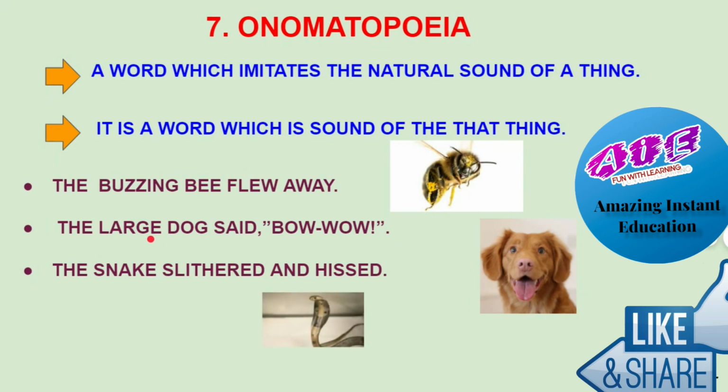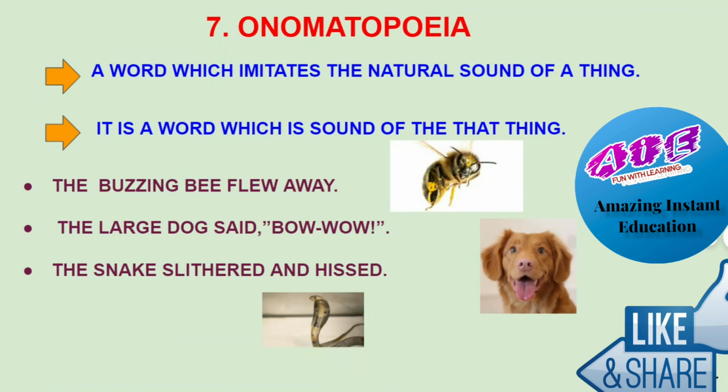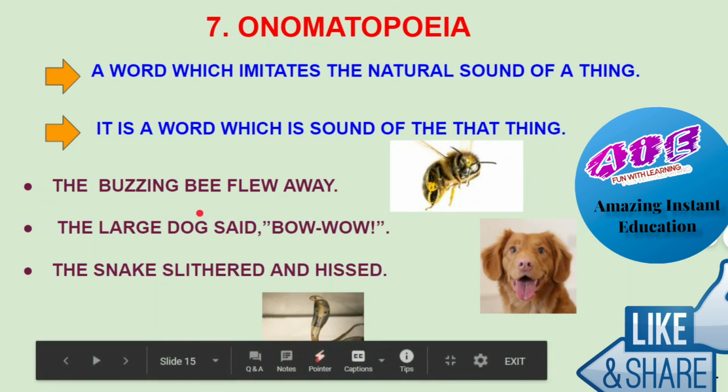Now, what is the sound of a snake? It is sss. In this statement, we are using the sound of a snake. So, it is an onomatopoeia. So, these are the examples of onomatopoeia.